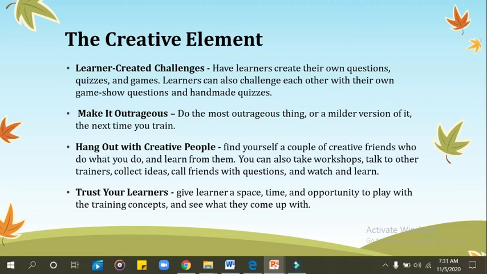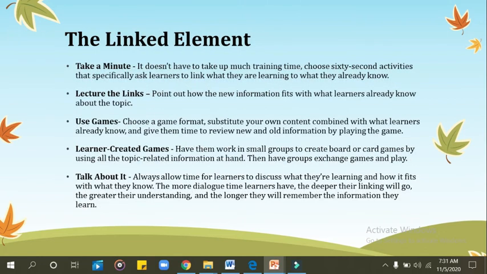So give them space, time, and opportunity to play with the training concepts and see what they come up with. Another element is the link element. To make sure that learners link the new information with what they already know, choose from the following techniques. The following techniques include take a minute.